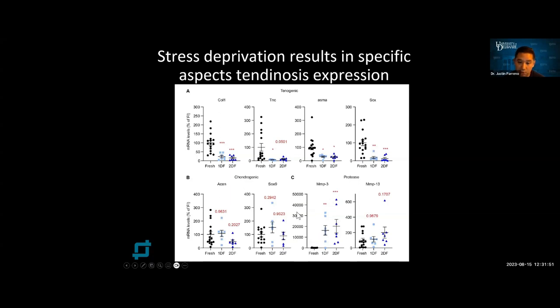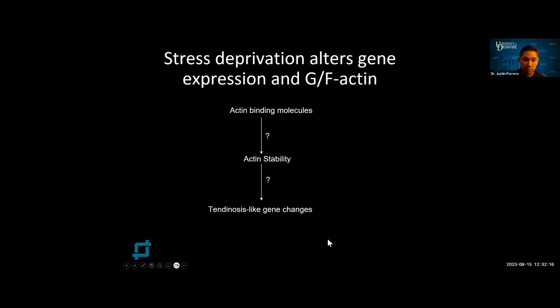There was a large increase in the expression of matrix metalloproteinase 3. We didn't see an increase in matrix metalloproteinase 13. However, it was trending by day 2. So this suggested to us that there were tendinosis-like changes. It didn't recapitulate tendinosis completely because we didn't see an increase in chondrogenic genes or the proteases, but a subset of the genes were affected, namely the tenogenic molecules and MMP3.